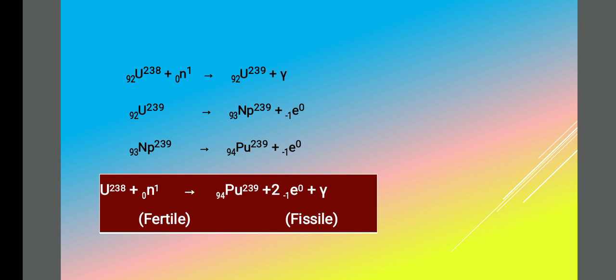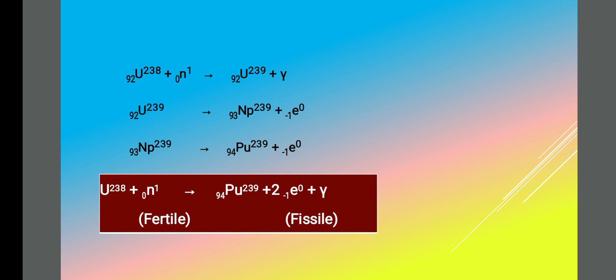Thus if you take the overall reaction, uranium-238 is hit by a neutron. It is a non-fissionable material, so we call it a fertile material. Uranium-238 is said to be a fertile material because it is non-fissionable. We call it a fertile isotope. This fertile isotope is hit by a neutron to give you plutonium-239 plus 2 electrons plus gamma ray. So this is the overall reaction taking place inside a breeder reactor.